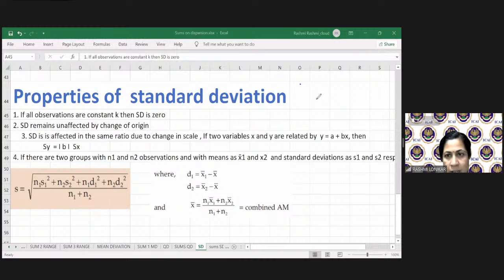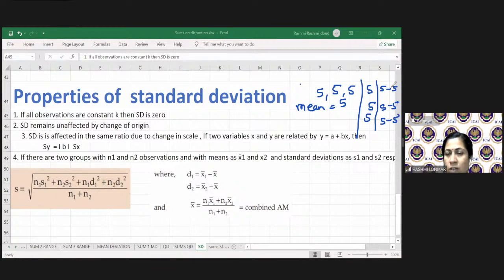Suppose my data is 5, 5, 5. So what will be the mean? Mean will be 5. What will be the difference? 5 minus 5, 5 minus 5 and 5 minus 5. How much will this be? 0, 0, 0. So the answer is 0. So if all the observations are constant, then the standard deviation is 0.